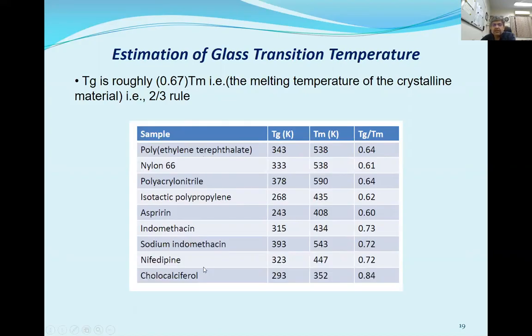So these are some of the materials. This is their Tg value. This is their melting point. And if you find out the ratio of Tg by Tm, you can see that you get a value which is close to 0.67. It may be slightly different as well because this is only a rule of thumb. This is not a law. So an important rule which can help you in determining what could be the Tg of a material if you know the melting point of the crystalline material.